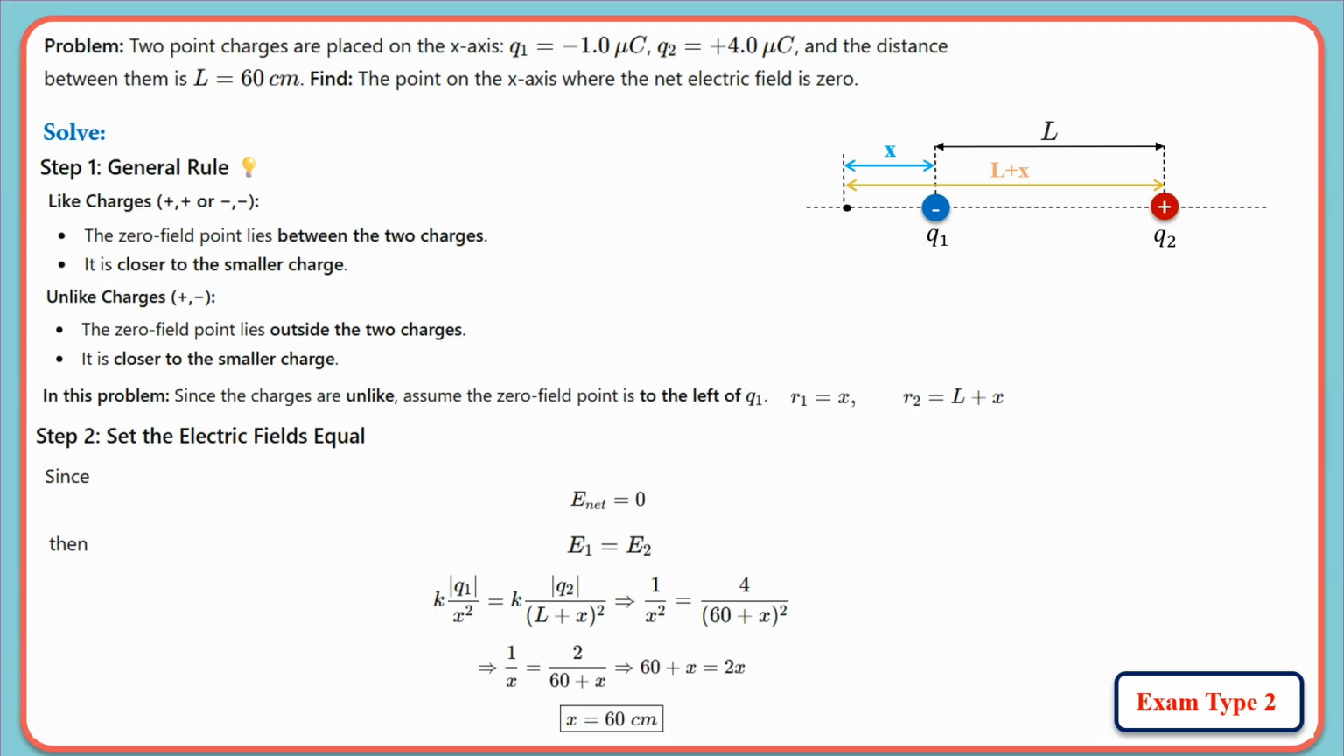Next, we take the square root of both sides. This gives 1 over x equals 2 over 60 plus x. Finally, solving the equation gives x equals 60 centimeters. Therefore, the zero electric field is located 60 centimeters to the left of Q1, the smaller charge. This simple rule about the location of the zero field point can save a lot of time in exam questions.